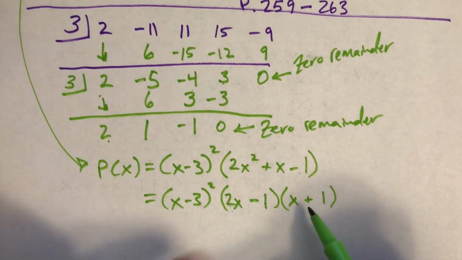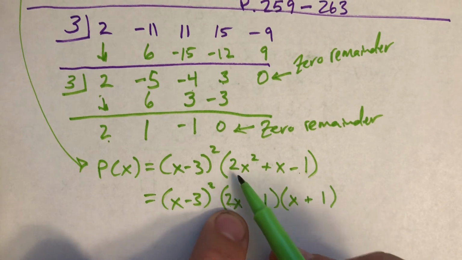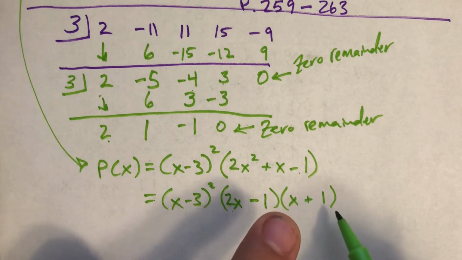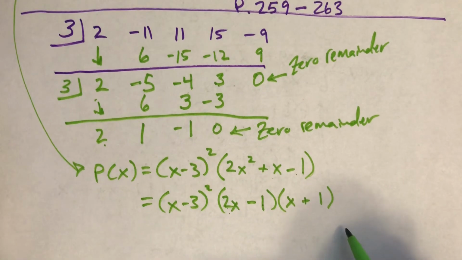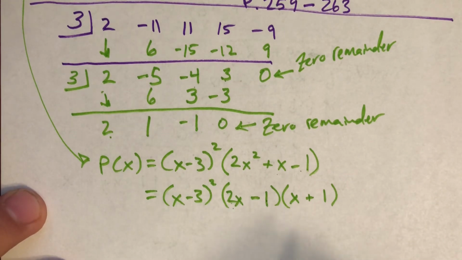And we can check this too, right? If we multiplied these together, we'd have 2x squared. There it is. We've got 2x minus x would be x. There it is. And we got negative 1 times 1. So there it is.